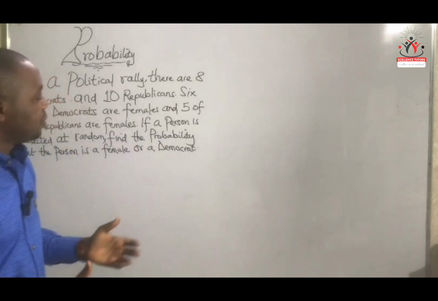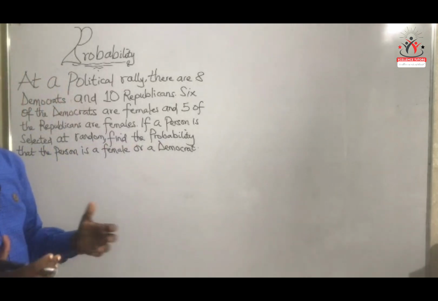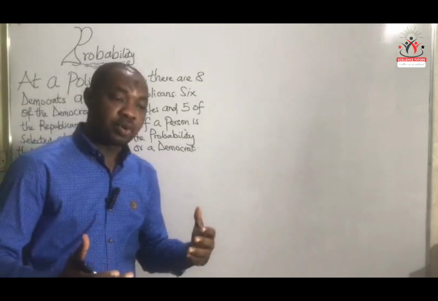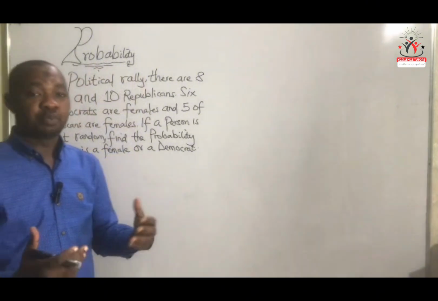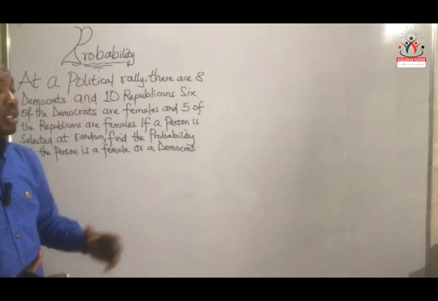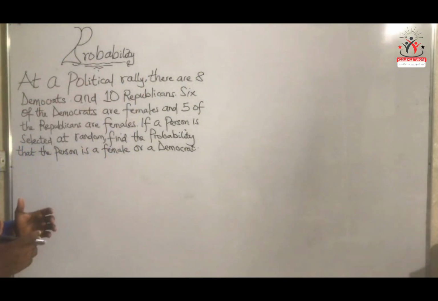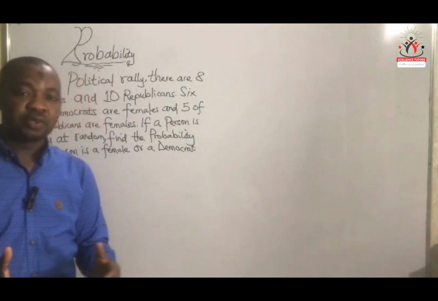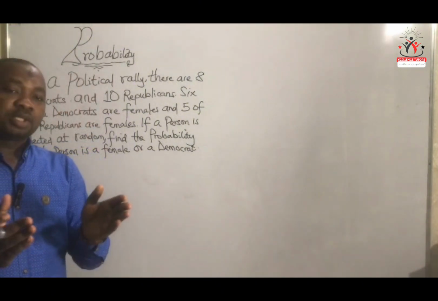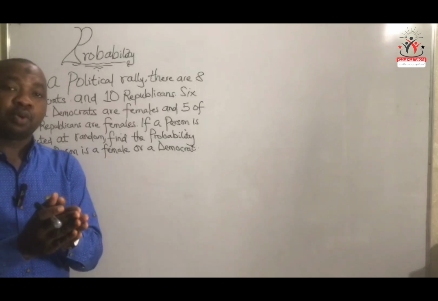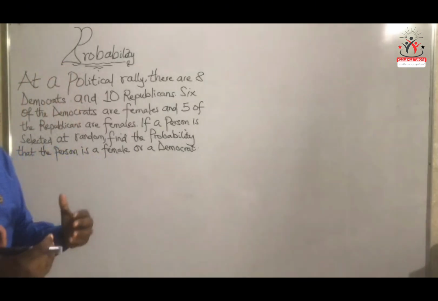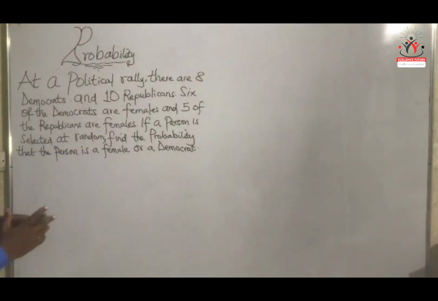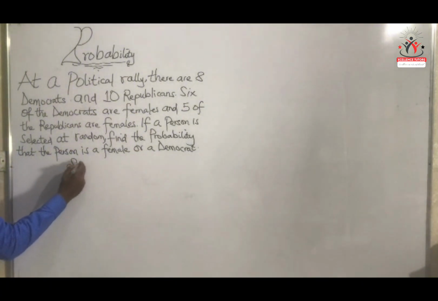Now, this is one of the many questions under what we call additional rules for probability. This is the one whereby the two events are not mutually exclusive. Mutually exclusive is when the two events do not have a point in common. In this case, they do have a point in common. So now the solution.